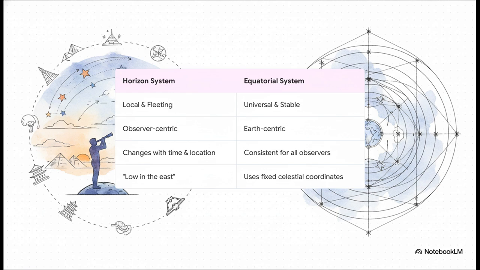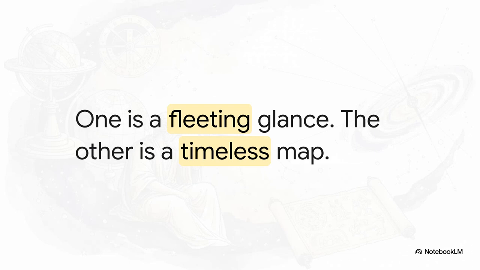But then you have the equatorial system. This one is universal, it's stable, and it's centered on the Earth itself. It gives every single star a permanent address, like a house number on a cosmic street. So really, one is just a fleeting glance, a personal snapshot. The other is a timeless map. It's the difference between saying it's over there and giving a precise latitude and longitude. It's a total game changer, a real revolution in thinking.